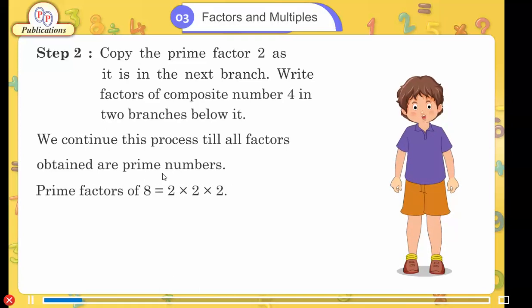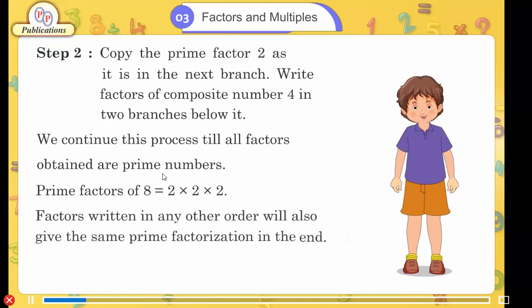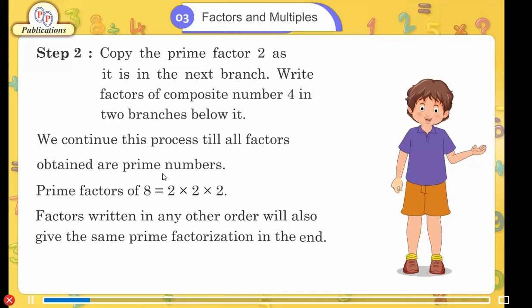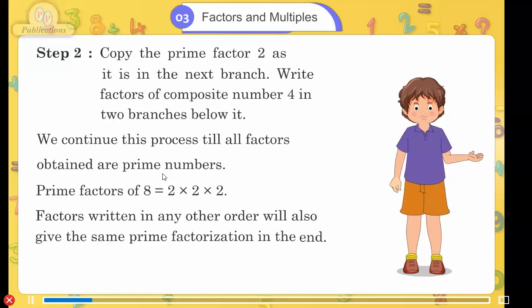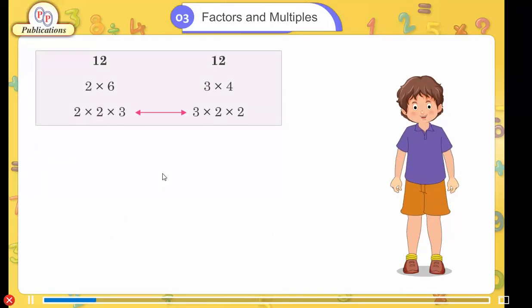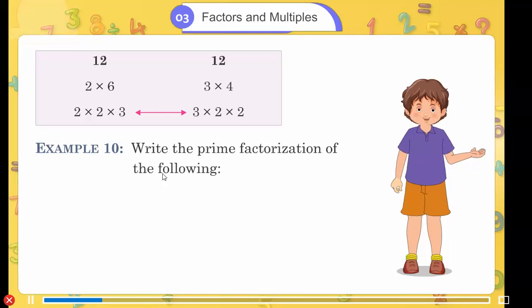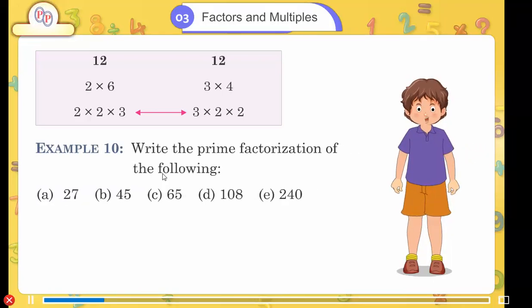Prime factors of 8 is equal to 2 into 2 into 2. Factors written in any other order will also give the same prime factorization in the end. 12, 2 into 6, 2 into 2 into 3. 12, 3 into 4, 3 into 2 into 2. Example 10. Write the prime factorization of the following. A. 27, B. 45, C. 65, D. 108, E. 240.